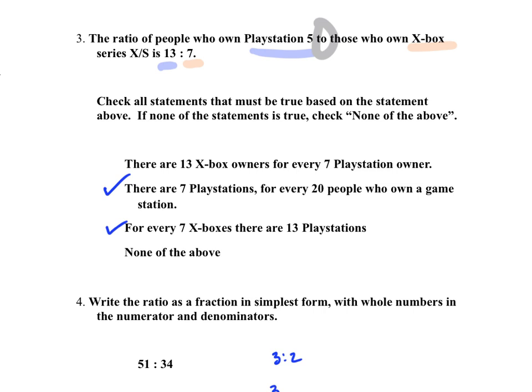So when you look at this, the only 2 statements that are true are the 2 middle statements. If any of them are true, none of the above doesn't work. And it says 13 Xboxes when there's only the 7 Xboxes, because this is the Xbox and this is the PlayStations. Okay, because it tells us we go PlayStation 5s to Xbox. So that's what that colon means, is the 2. So there's 13 PlayStation 5s for every 7 Xboxes, and 13 plus 7 is 20.